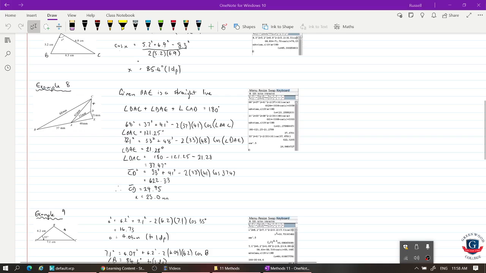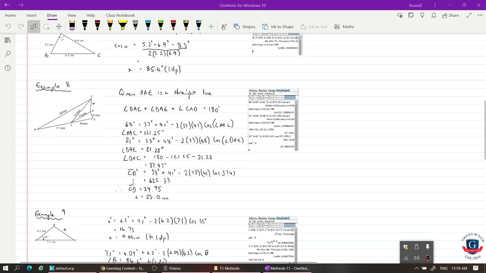Then doing DAC now. It's this angle here. No, we can't be doing that one. Must be doing DAE, this angle here. 21 squared is equal to 33 squared plus 48 squared, take 2 times 33 times 48. That gives us angle DAE. That's that one. Now we can find this angle here by subtracting these two from 180, which tells us that DAC is 37.47. There it is there.